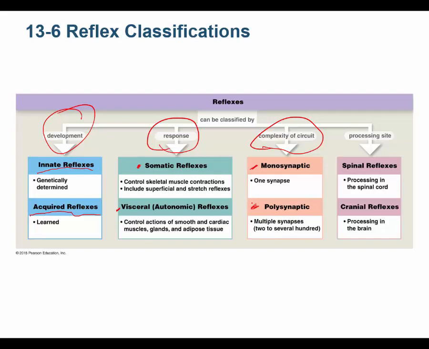It's polysynaptic. And the processing site. You could have spinal reflexes, which are this chapter, or you could have cranial reflexes, which is the brain and cranial nerve chapter, chapter 14. So this chapter is all about the spinal reflexes, and then we'll talk about some cranial reflexes in chapter 14. So these are classifications of reflexes.